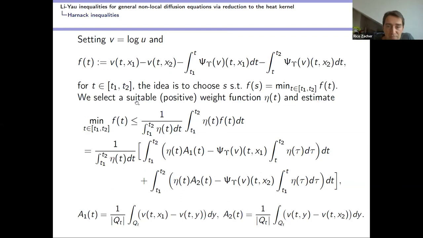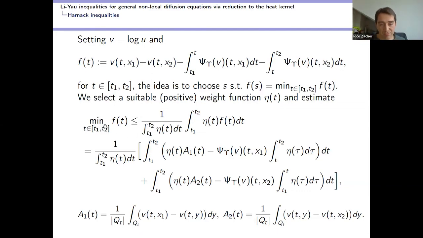So let me introduce this function f. Now s is replaced by t. So we have v at t x1 minus v at t x2, and then we subtract the two non-local terms. Now the idea is to choose s, the time s, such that you minimize the function. So you choose s such that f of s minimizes the function over this interval t1, t2.